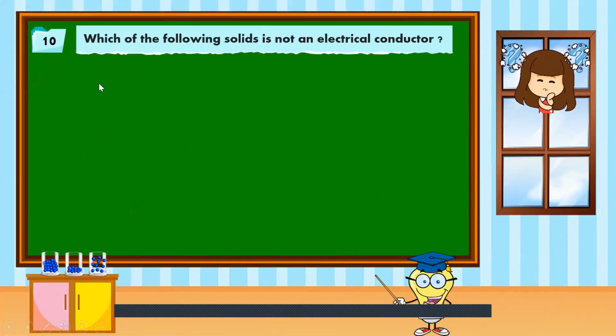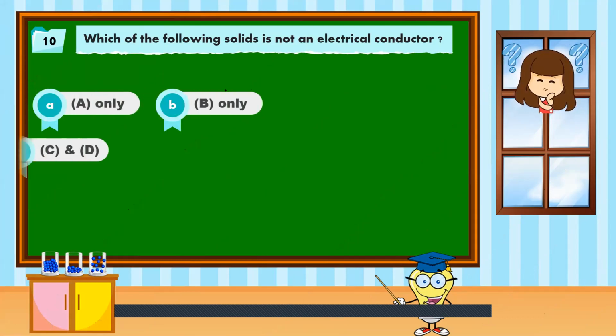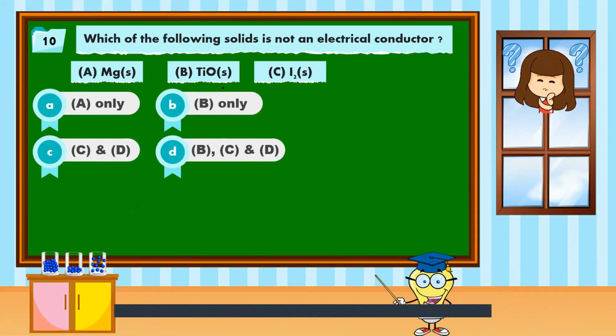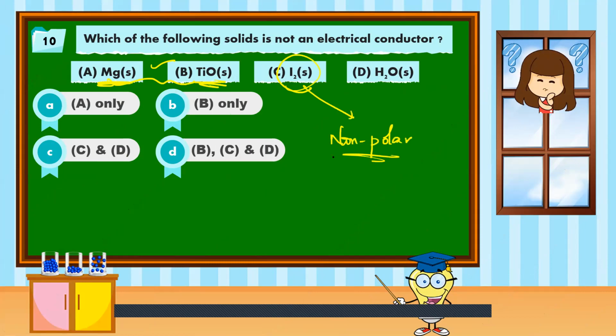Next question. Which of the following solids is not an electrical conductor? They have given us 4 options. I mean, magnesium, titanium oxide. See, magnesium is a metal and titanium oxide is also metallic. These two are good electrical conductors. Whereas iodine is a non-polar molecule and is a non-conductor. Whereas water in the solid state is also not a good conductor. Both C and D are not good conductors.